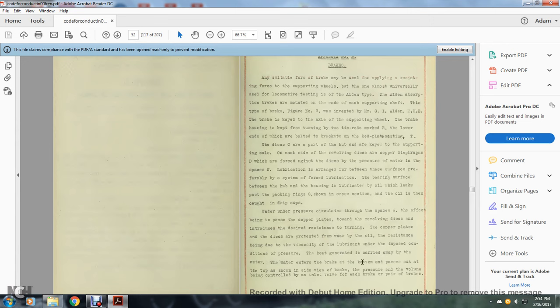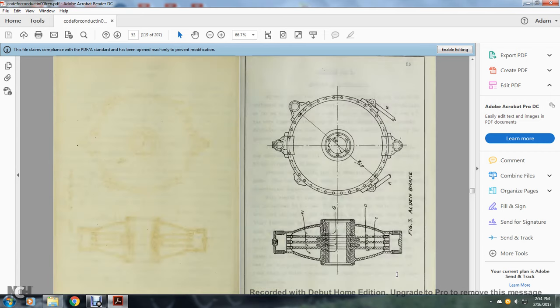The water enters the brake at the bottom of the base and leaves at the top, as shown in the side view of the brakes. Pressure and the volume are controlled with the inlet valve of each of the brakes and pair of brakes. Alright, this shows your Alden brake.